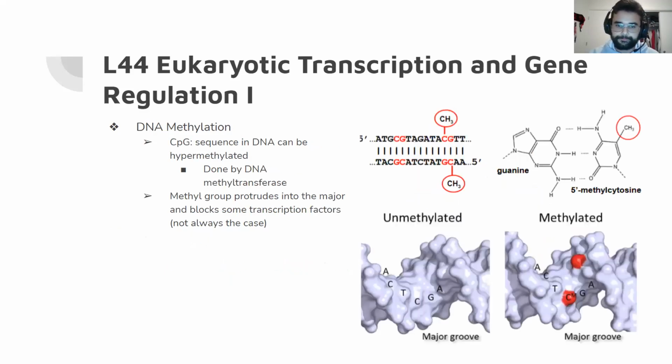Right? So let's talk about DNA methylation. We talked about histone methylation, and this is now DNA methylation. DNA methylation occurs in a specific area called the CpG. This is a sequence of the DNA that can be hypermethylated, and it's done by the DNA methyltransferase. These methyl groups actually protrude into the major grooves of our DNA and actually block some transcription factors. This is not always the case, but this is just one example of how DNA methylation can inhibit transcription.